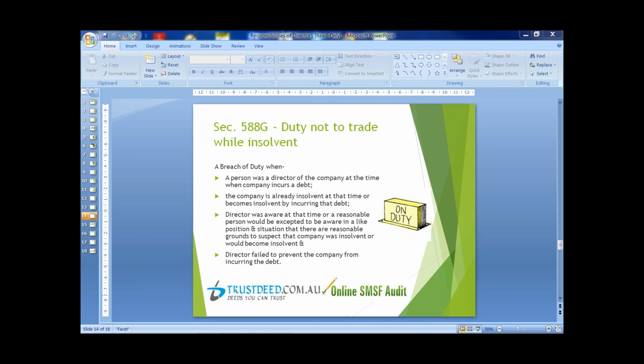So, a director will breach his duty if he is a director of the company when the company incurs a debt which results in the company becoming insolvent and the director does not prevent insolvent trading. So, in such a scenario, the director would breach his duty.